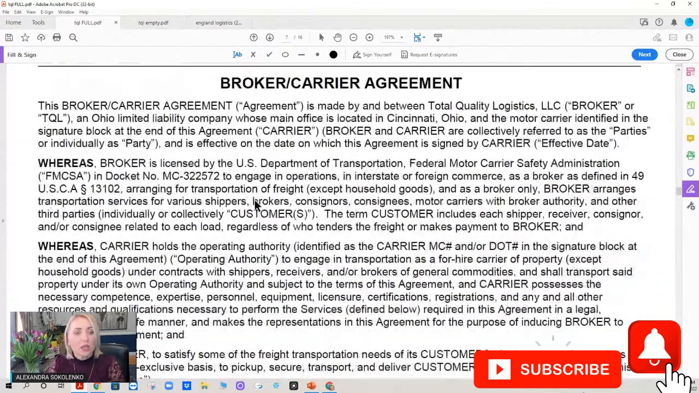Now we go into the broker carrier agreement. That's the part where we have all those stipulations, all those rules that we have to agree to, right? And of course, it's going to have both parties listed. So this is going to be what? Total Quality Logistics and our Safe Carrier Inc., right? Those two parties are going into agreement to do what? To do business.